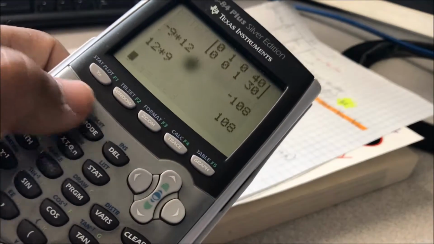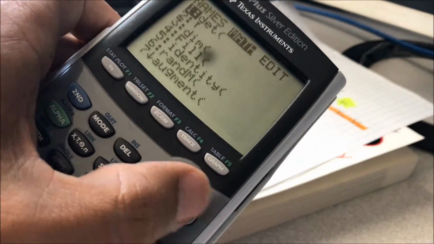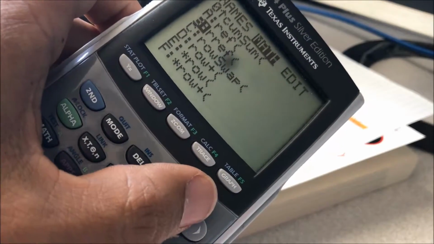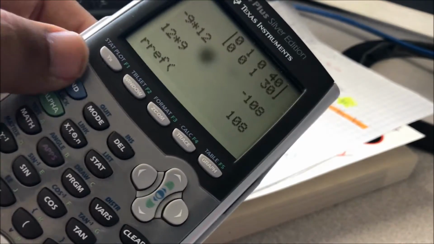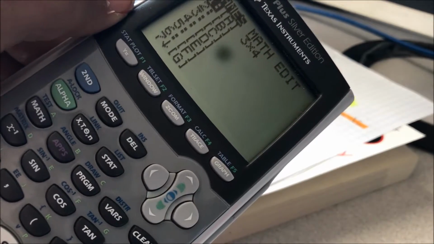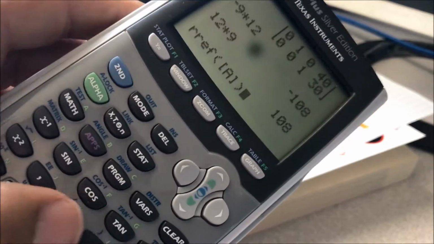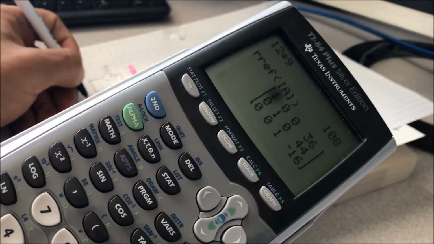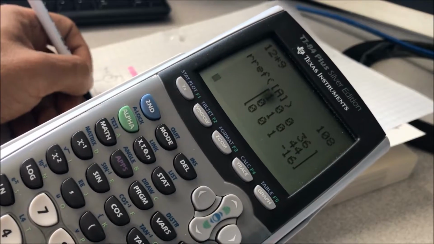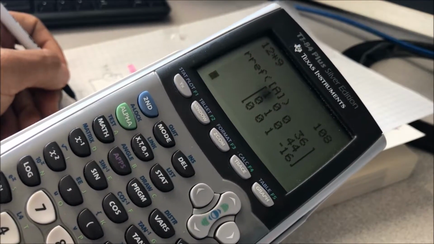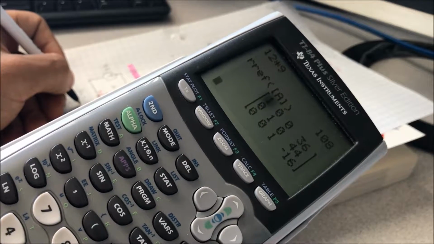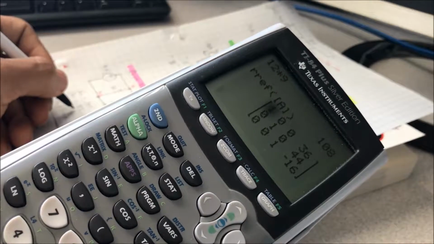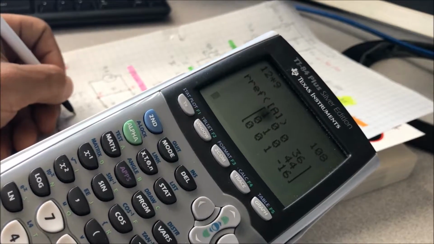So you go second quit, second matrix, scroll over to math. The B would be RREF. Click that. Second matrix. Choose the first matrix. Close it and press enter. There you go. So for VA, we have 36 volts. For VC, we have 44. And for VD, we have -16.